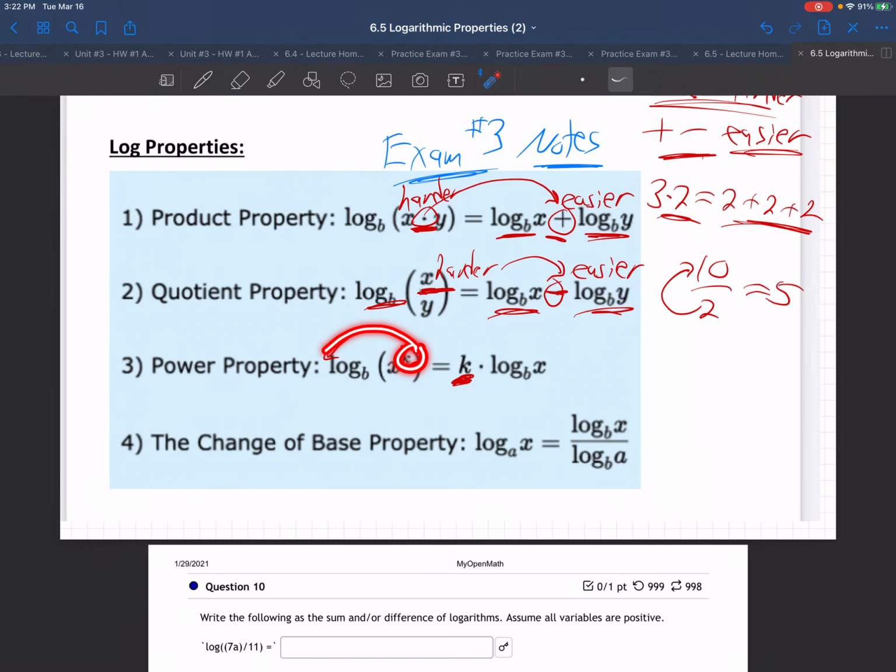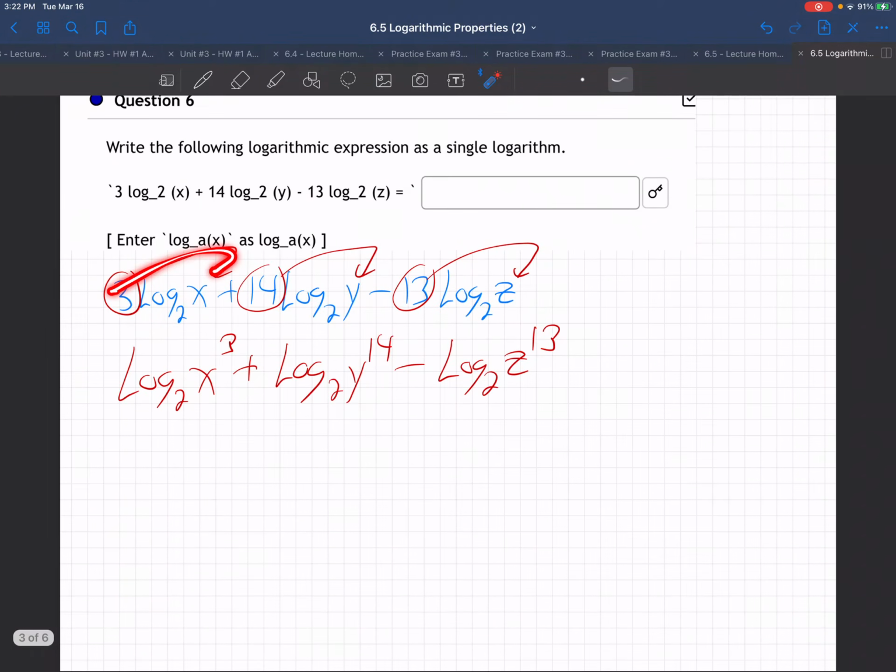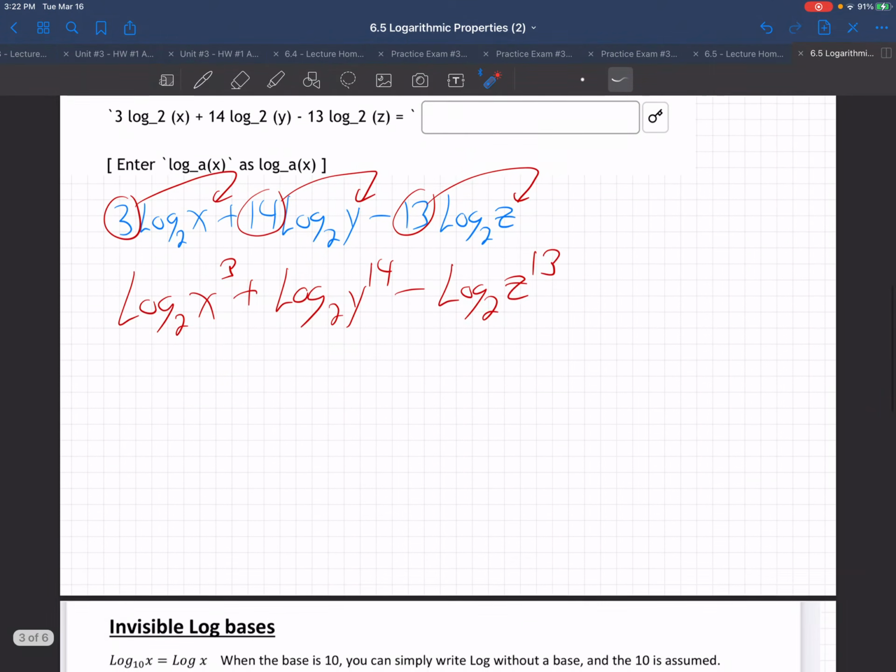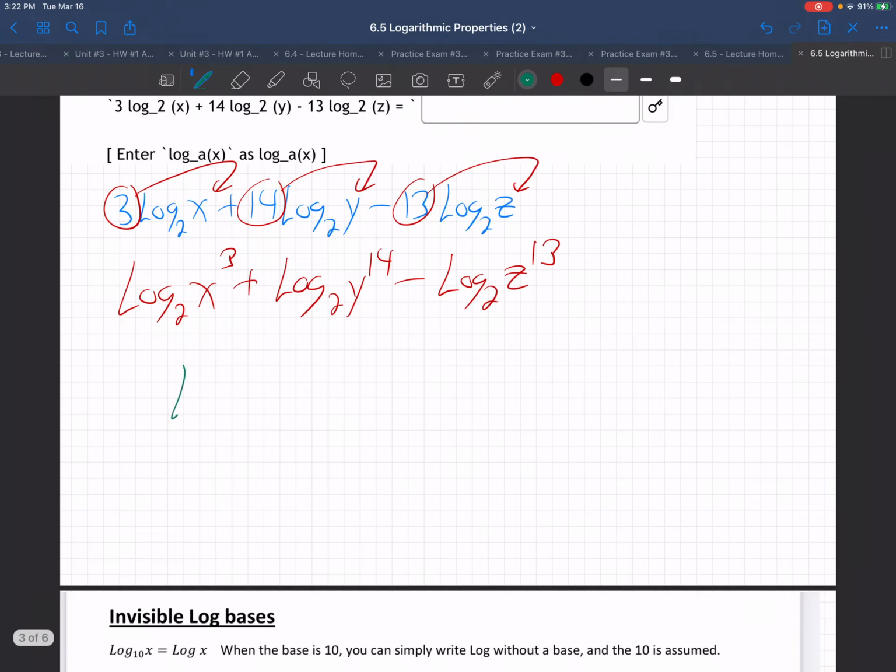That's what that third property is saying. Powers on a log can go back down to the front, or vice versa, from the front back to the power. They're equal. It's the same either way. So that's why that's okay. Front to the power, front to the power, front to the power. And now I can combine them into one log because they're all log base 2.